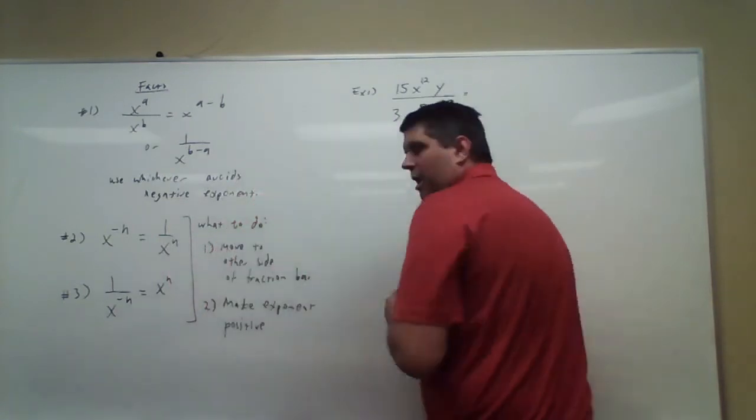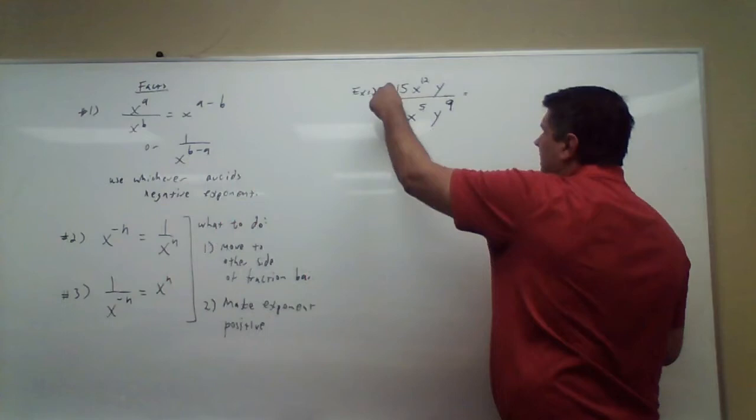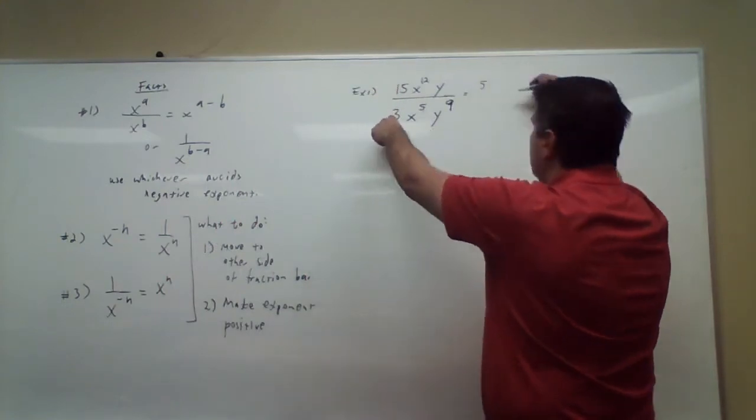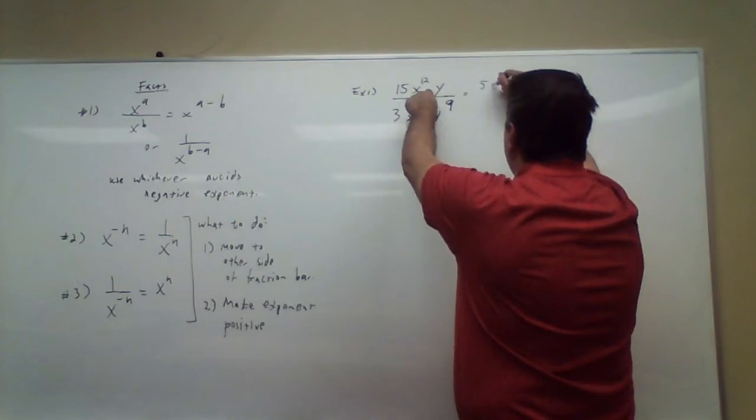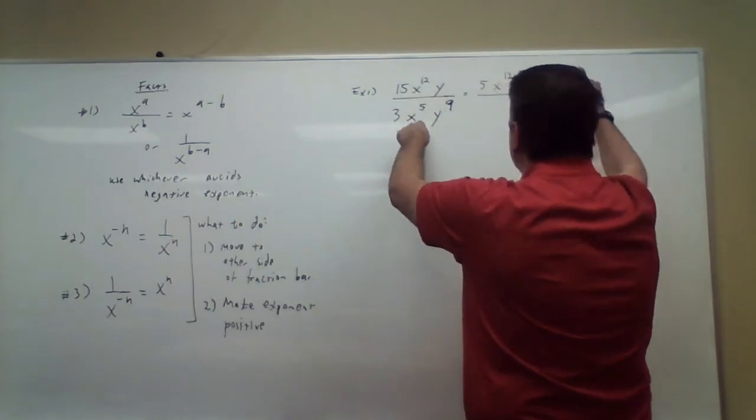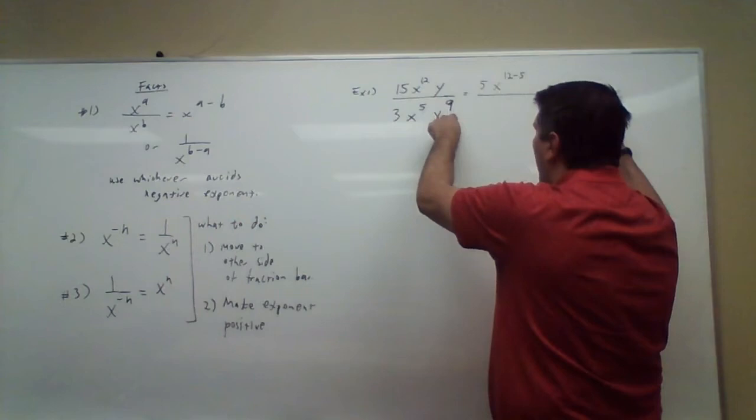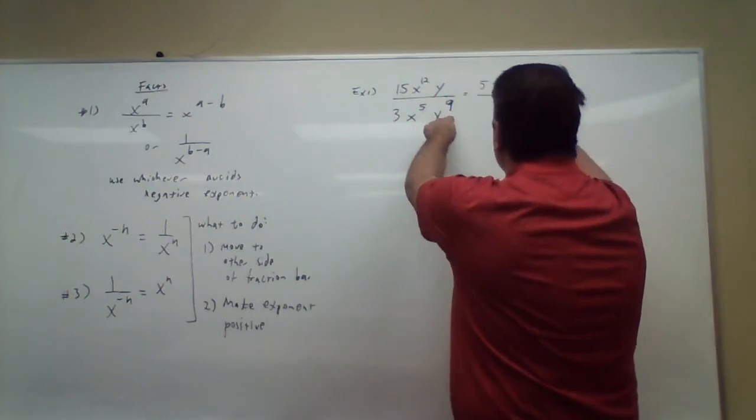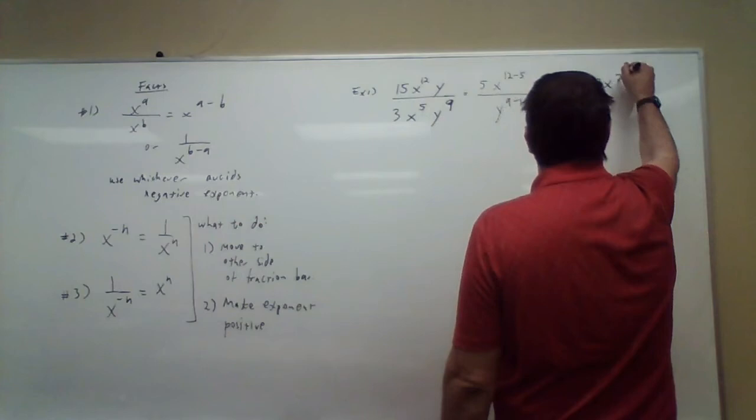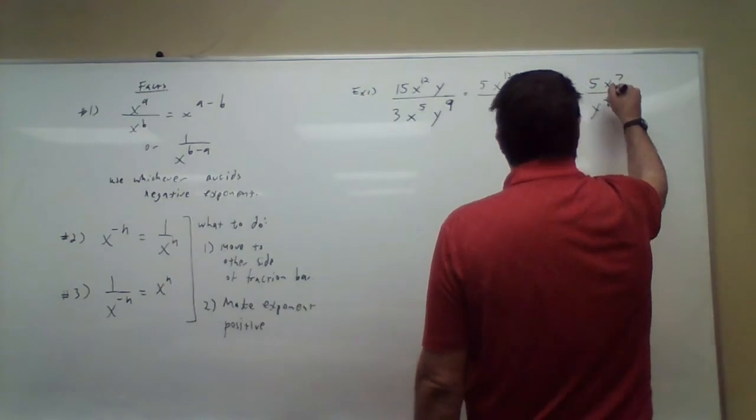So here goes. 15 divided by 3 is 5. Because the power of x is higher up here, I would do 12 take away 5 up there. For the y's, the power of y is lower down here, so we do 9 take away 1. And that gives me 5x to the 7th over y to the 8th.